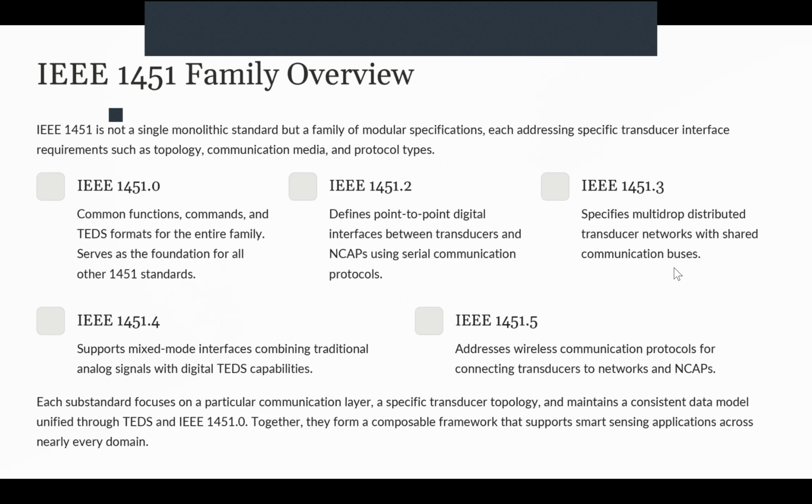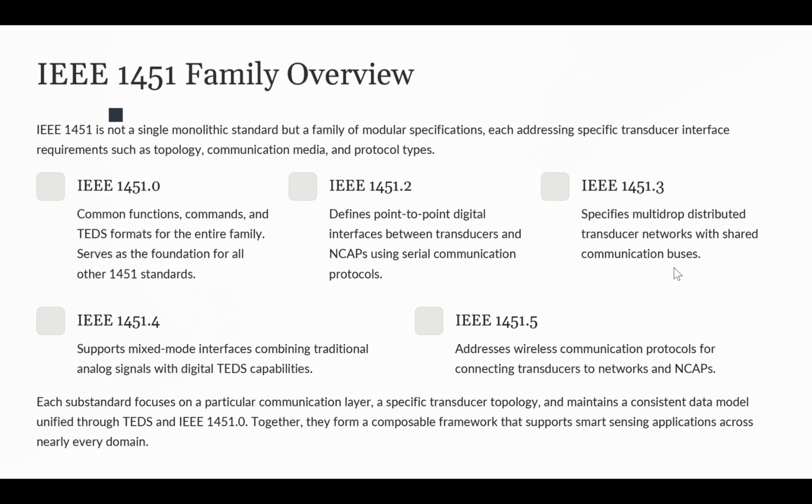Now, as we said, IEEE 1451 is a family of standards. It's not just a single standard, okay? And each part is designed to handle different physical interfaces or communication topologies or transducer configurations. Now, Part 0 is the foundation layer. That part defines the common command set, data structures, and TEDS format, which gives the whole standard family unified definitions, and it's consistent through all the other parts.